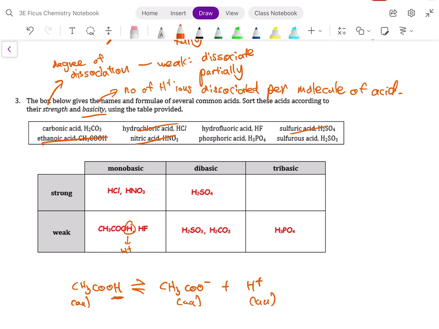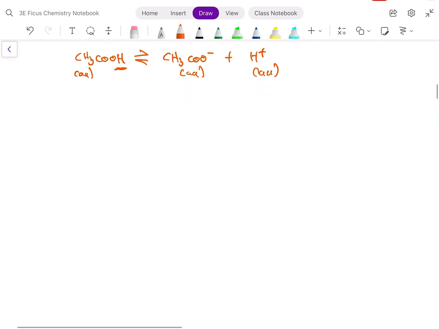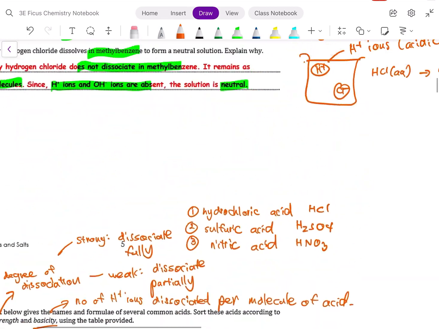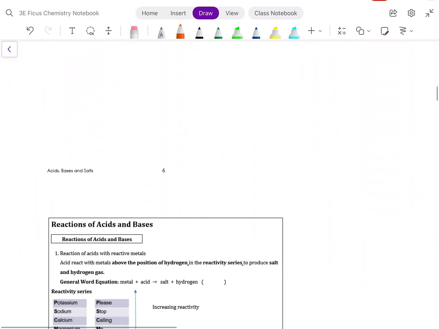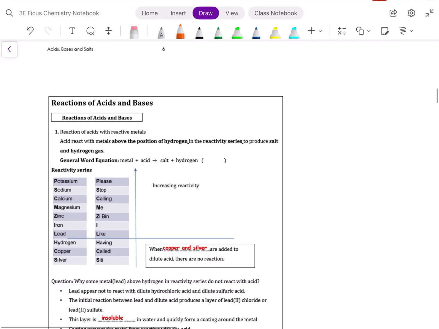Then you also have HF. Then you have H2SO3, this is your sulfurous acid, so you have the sulfite ion down here, SO3 with a 2 minus charge. Then you have carbonic acid over here. Then you have phosphoric acid as well, so this is a weak tribasic acid. With that, I have completed the first big concept for this chapter, which is on strength and basicity. My third video will be on the reactions of acids.